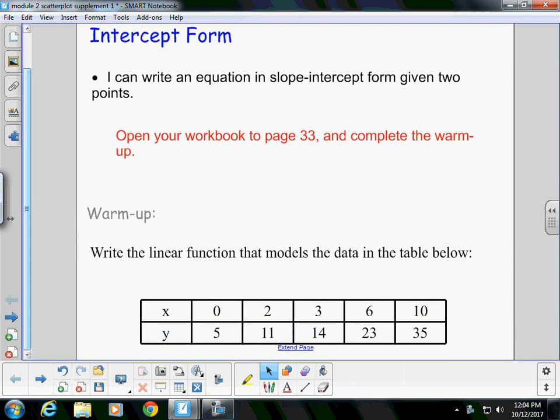There is a warm-up in this lesson. Mrs. McDowell will walk around and check and see how you do on it. So open up your workbook to page 33 and complete the warm-up, and then continue on with your notes. So pause the video for just a couple minutes and complete the warm-up.